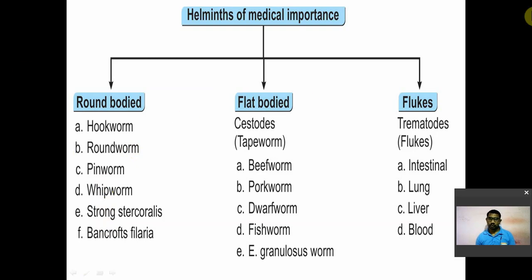Second, those which have a flat shape are known as cestodes. For example, tapeworm, beef worm, pork worm, dwarf worm, fish worm, and granulosus worm. So these are the cestodes. Now the third category of worms usually infects your intestine.